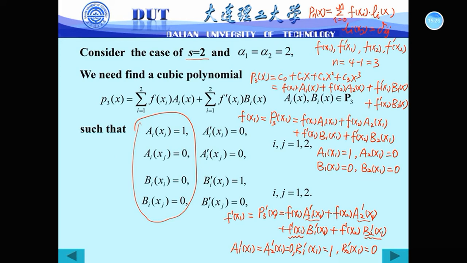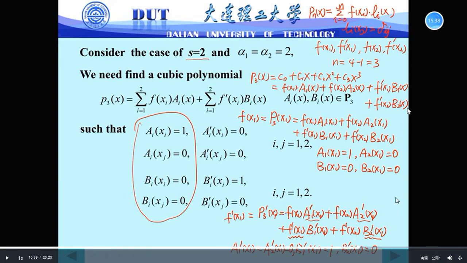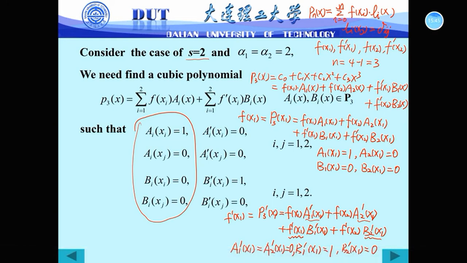Okay, so by these properties, we can construct the 4 polynomials a1x, a2x, b1x, and b2x. Okay, this part is a little complicated, so I omit the detail. I only show you the result. Of course, I hope you can understand.